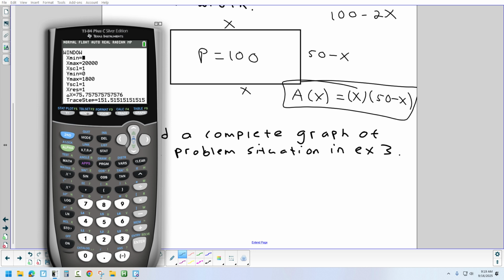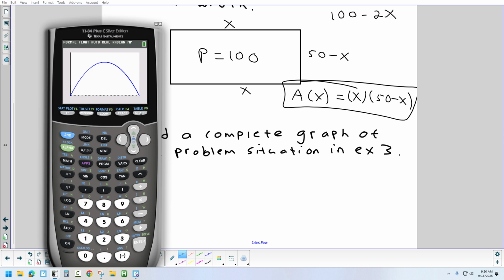Gregor, you tell me. 50. Yeah, x can't go bigger than 50 because then you'd have negative sides. All right, so I would set your x max at 50. And now y is area. Well, we can't have negative area. I don't think we're ever going to get an area as big as 1800. I don't know how big it's going to be. We could try going up to 800 and see what our graph looks like.